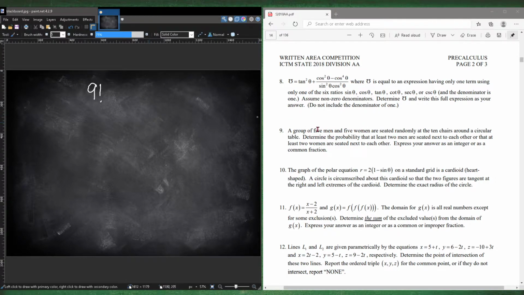Now, if we have men and women, because we want at least 2 men sitting next to each other or at least 2 women sitting next to each other, instead of thinking about that case, let's think about the reverse case, which is if they alternate. Because if they alternate, then no men or no women are sitting next to each other. So the total amount of combinations minus the amount that alternate should be the amount where at least 2 men or at least 2 women sit together. So basically, think about that negative case.